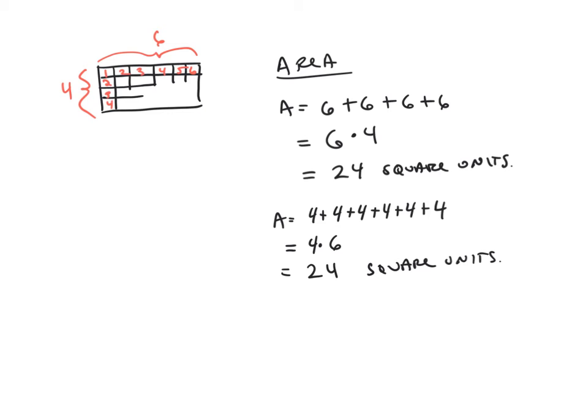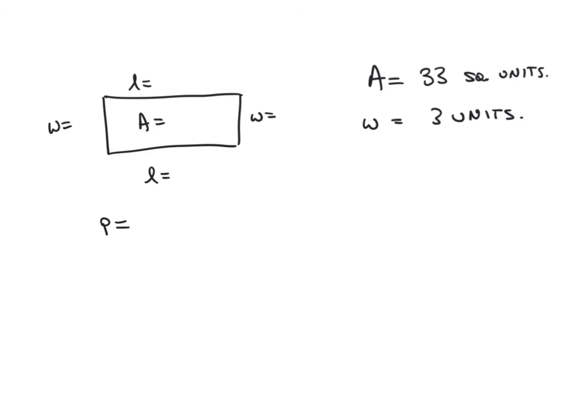And now we're going to complete with a big problem involving a rectangle's area and its perimeter all at the same time. Okay, so here's this rectangle. And I'm going to give you some partial information about this rectangle. I know the area of this rectangle is 33 square units, and I know the width of this rectangle is 3 units. And I want you to fill in all the blanks here.